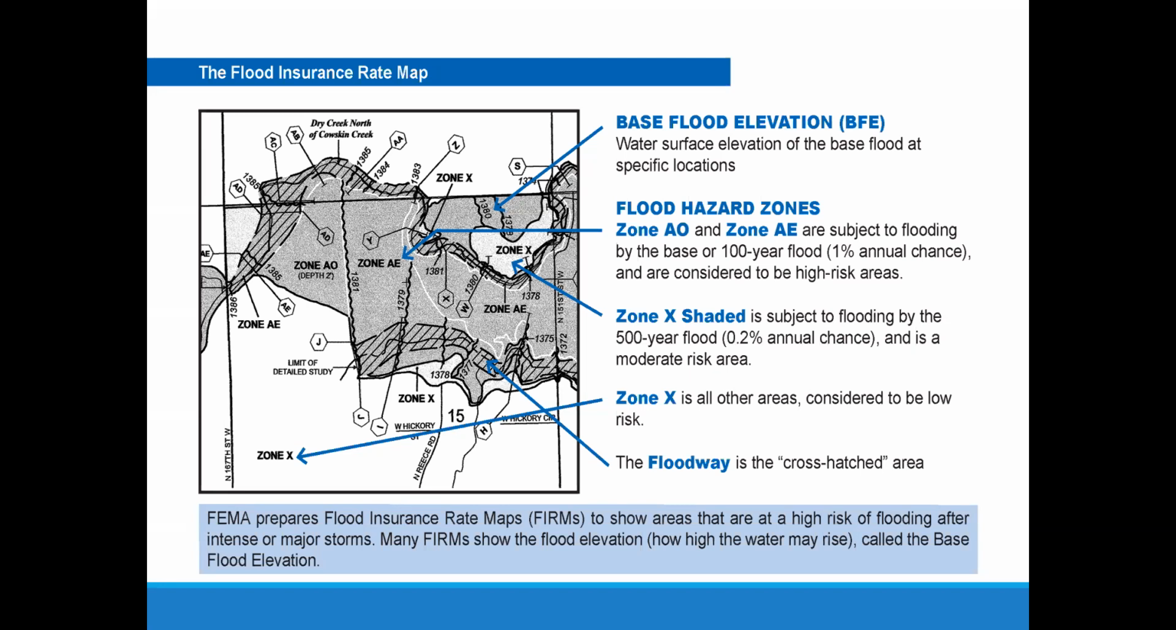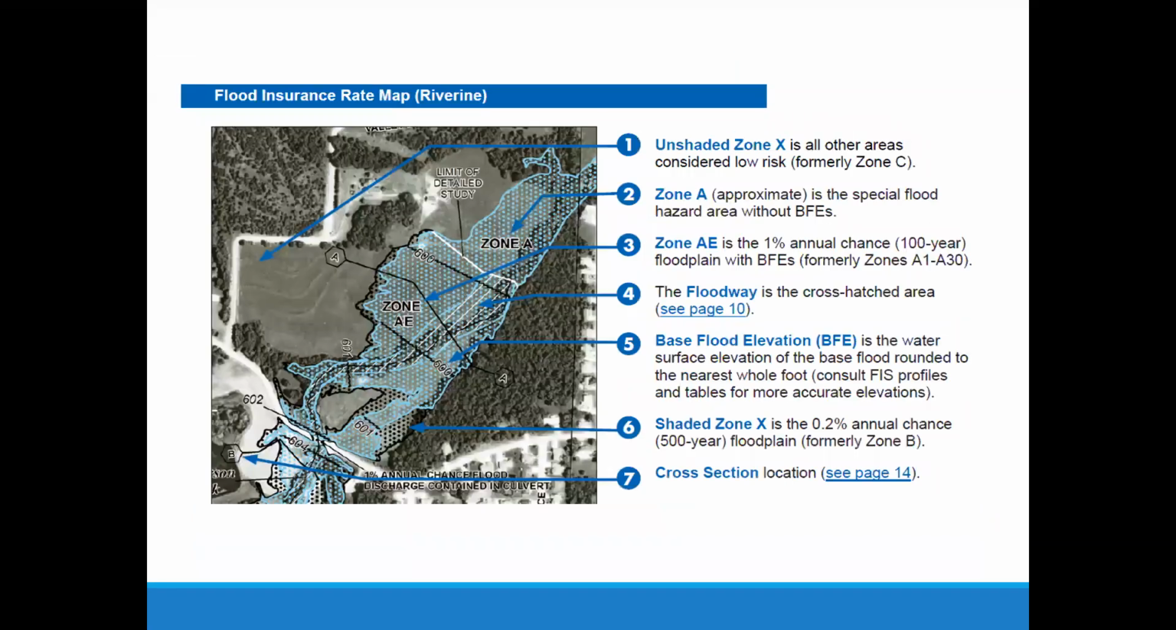You can see a Zone X with a blue arrow pointed to it. There's two of them, one in the upper right. The one in the upper right is shaded. They call it shaded Zone X. On some of the older flood maps, it's called Zone B. Down in the lower left, there's a Zone X that's on the white background. That's called an unshaded Zone X. That used to be called Zone C in some of the older flood maps, and I'm bringing it up in case anybody here has one of these older flood maps.